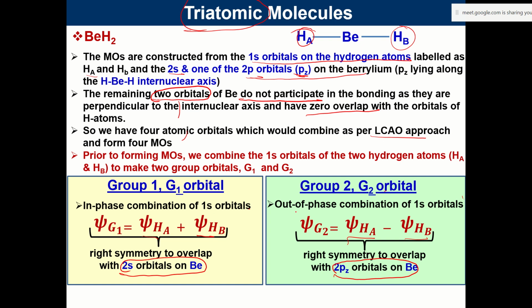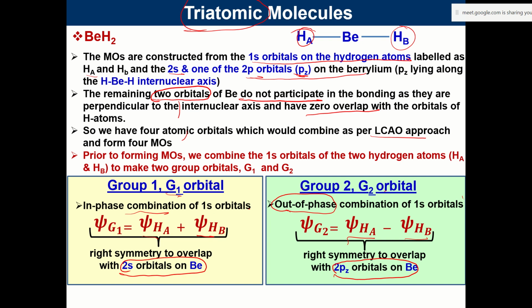So because this is out of phase combination, this will be lying higher in energy. G1, which is in phase combination, will be lying lower in energy. अब आपका रास्ता clear हो गया. Now you have got the idea how I am going to make MO diagram.